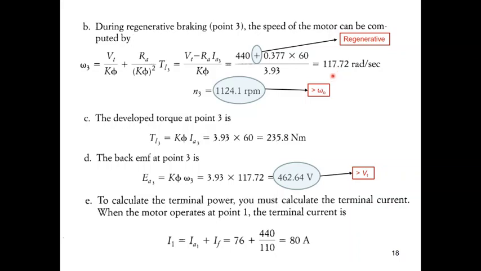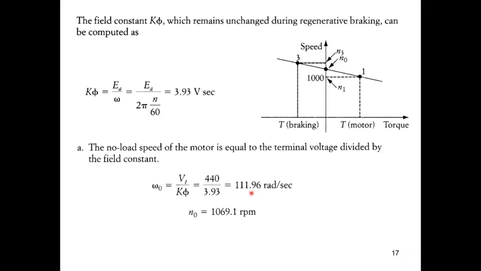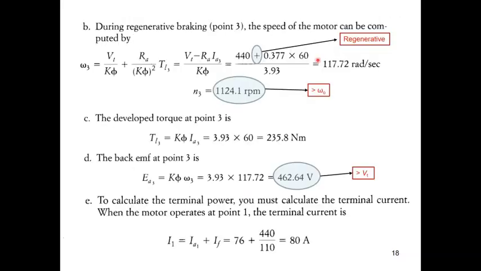We have to consider that the no-load speed should be lower than this value because we are now working in generating mode. If we compare to omega naught, we will find that omega naught was calculated here as 111, and here we have the speed 117. So this speed is higher than the no-load speed.